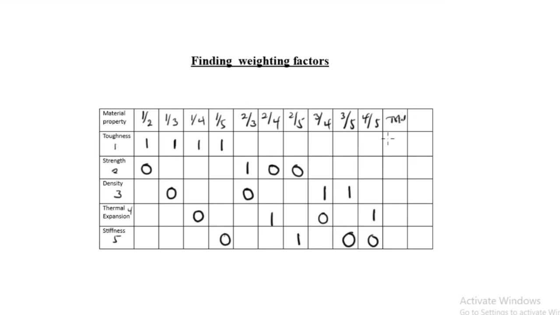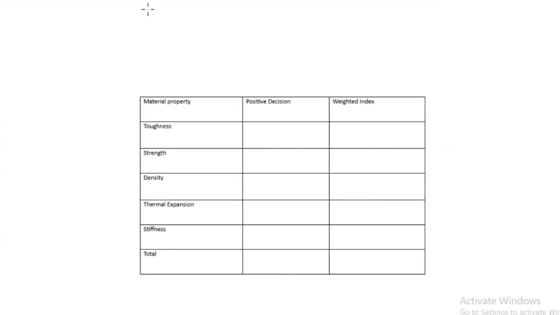So here we had it to be 4. We had here to be 1. We had here to be 2. We had here to be 2, and we had here to be 1. After constructing this table, you move on to the next table. With the next table, we have the material property, the positive decision, and the weight index or the weighting factor.